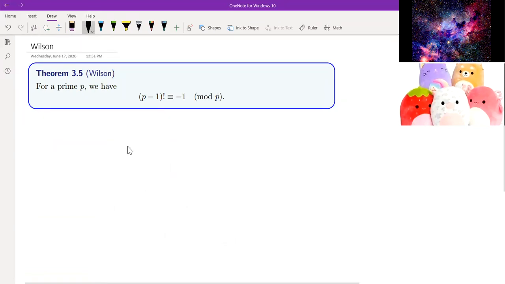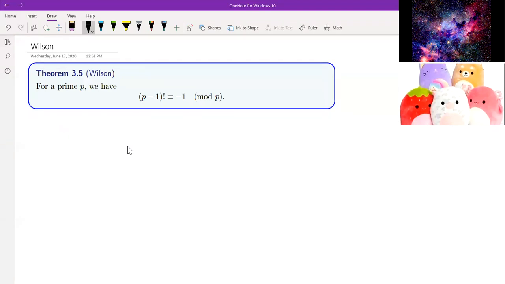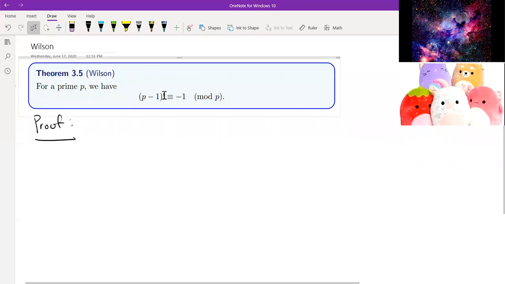So for a prime p, we have that (p minus 1) factorial is congruent to minus 1 mod p. So this actually does seem like a very useful theorem regarding factorials in mods, but we're going to talk more about its proof for now. In terms of a proof, we want to somehow prove that this is going to be congruent to minus 1. And it might not be immediately obvious how we're going to prove this because we can't really use some exponent trick we had before.